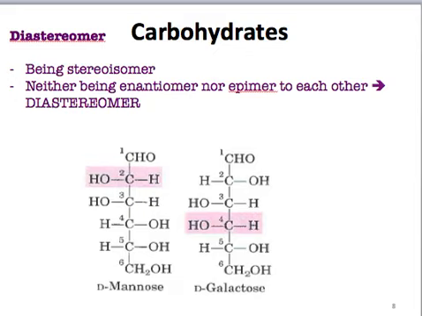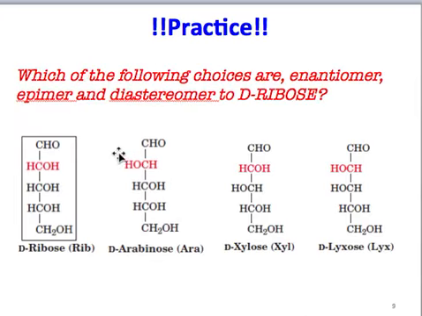Diastereomer: in case that it is not enantiomer and that it is not epimer, it becomes diastereomer. For example, D-mannose is a diastereomer of D-galactose. Let's practice which molecules are enantiomer, epimer, and diastereomer with D-ribose.